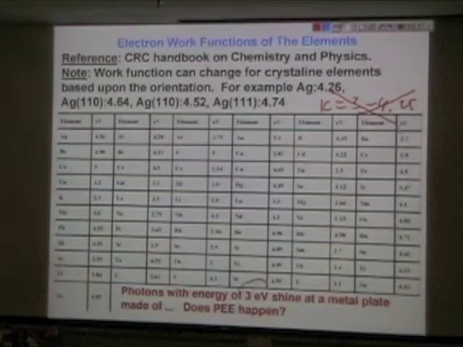But if you use the same light and you shine it at potassium, in that case, whatever, 2.75. 3 minus 2.75 is greater than 0. Kinetic energy is positive. It happened.